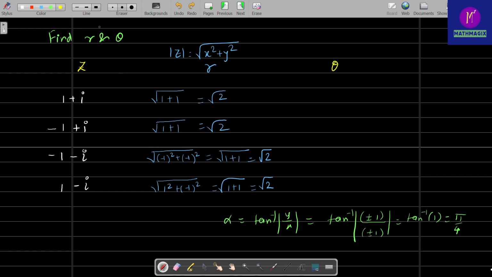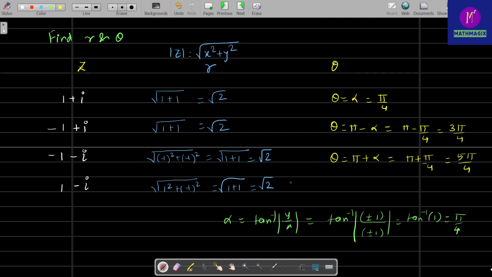So let us check now the angle theta, depending on the method that we have seen earlier. The complex number 1 plus i is in the first quadrant, and just because of that, here theta is the same as alpha. So theta is equal to alpha, which is nothing but pi by 4. The number minus 1 plus i is in the second quadrant, where theta is pi minus alpha. That's why the value is pi minus pi by 4, and therefore the answer is 3 pi by 4. The number minus 1 minus i is in the third quadrant, where theta is equal to pi plus alpha. Therefore the angle theta is pi plus pi by 4, which is nothing but 5 pi by 4.